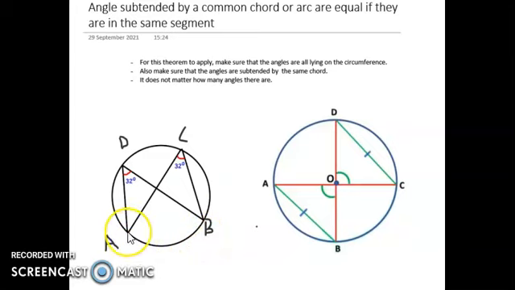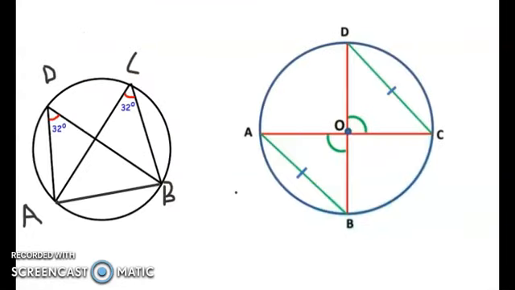So you have to take note that this can also be a chord if you are to draw a line from the point A to the point B, but that does not change. The theorem is saying by the same chord or arc. So even if this were a chord, it would still apply. The theorem will not change. So let me put a straight line over here so that you can see what I'm talking about. So I've drawn a chord AB.